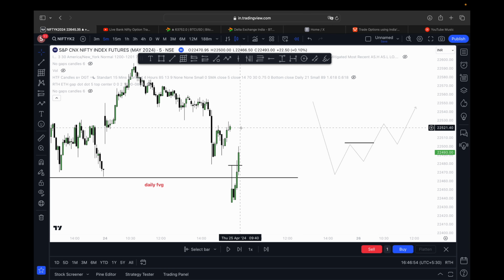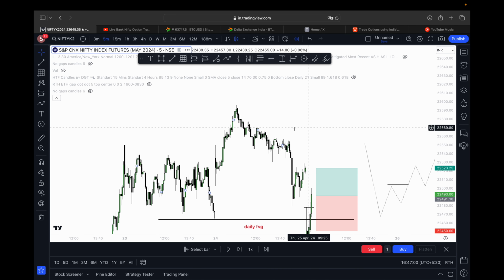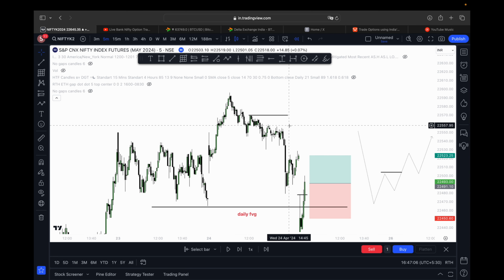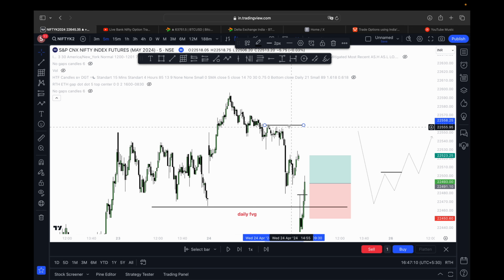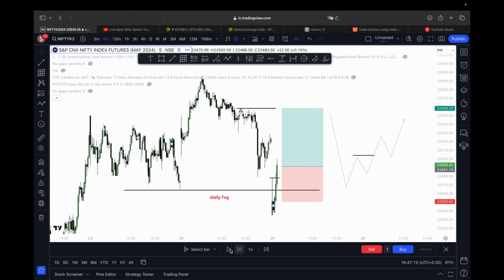On this you can just buy directly. You can maybe keep your stop loss here, and target these highs somewhere. This is a previous day high. This is a good target because of these equal highs, as you can see. Even this is a good target. We'll target this.